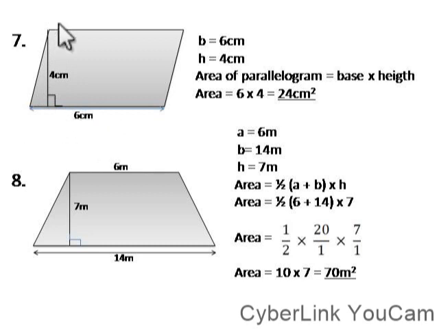Base times height. It's quite easy. So we have the base as 6 centimeter and the height as 4 centimeter. So area of parallelogram, which is base times height, we multiply out the two of them, 6 times 4, that will give us 24 centimeter square.